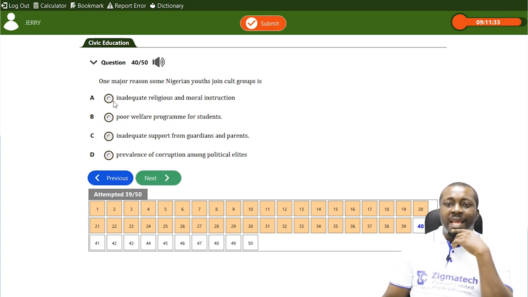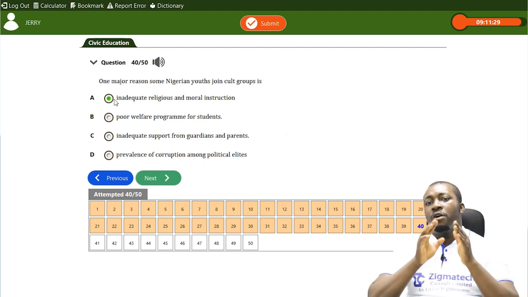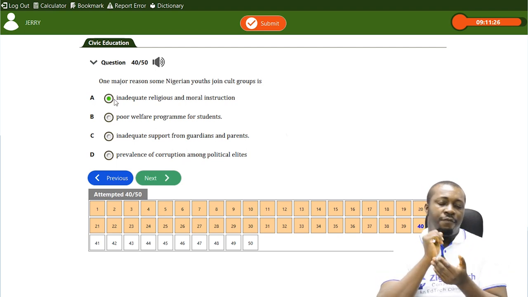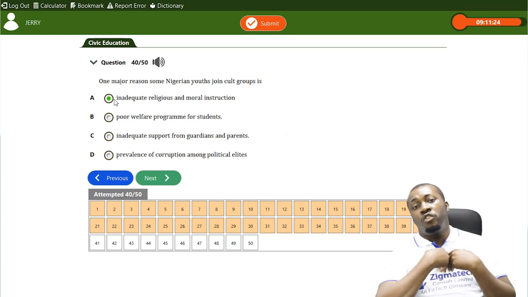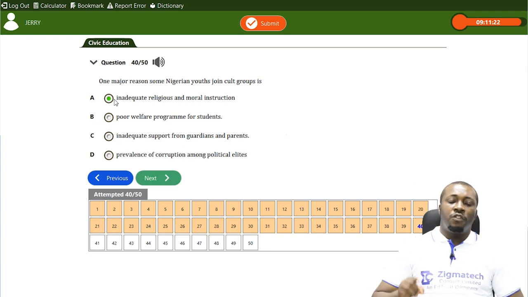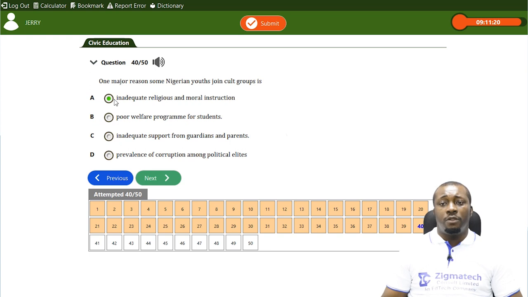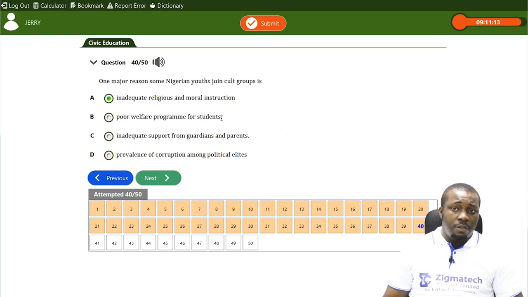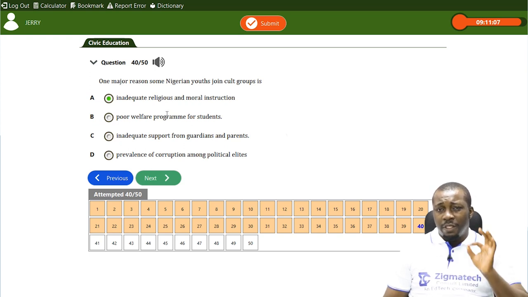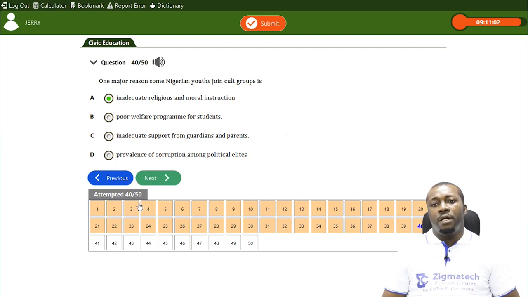Now, A, inadequate religious or moral instruction, which inculcates the right values in people that will shield them from joining cult, is the number one reason they will join cult. Of course, poor welfare programs for students, yes, can make poor students join cult. Inadequate support from parents and guidance can, but the main one is when there is loss of the touch of moral values and religious values, children join cult.